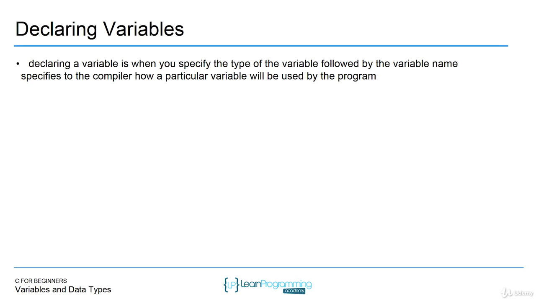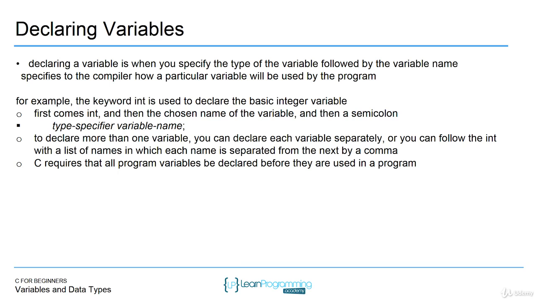Now, if we want to actually start using variables in our program, we first have to declare them. Declaring a variable means that you specify the type of the variable followed by the variable name. So you use the data type followed by the name. And this tells the compiler how a particular variable will be used by the program, and it will also understand how much data to store in memory, whether it's 8 bytes, 4 bytes, and so forth. So for example, there's a reserved keyword in C named int. That's used to declare a variable of type integer.